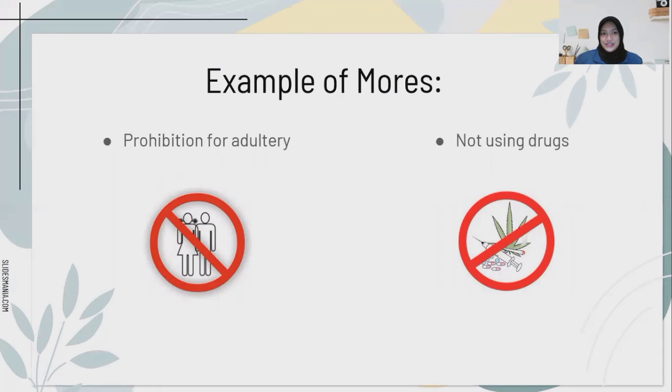Example of mores: prohibition of adultery and not using drugs. The prohibition of adultery and also the prohibition of using drugs is one example of the application of social norms, namely mores. Those who violate will receive a fairly severe punishment.